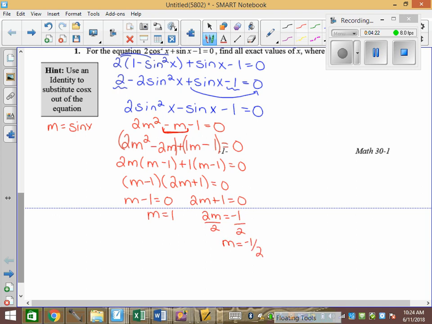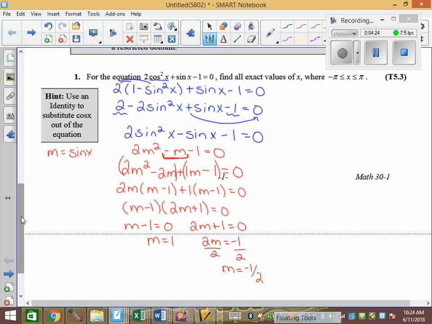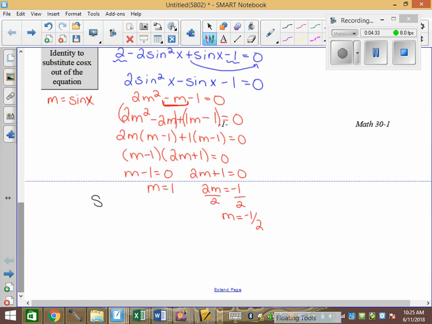But the question never had an m in it, not one m. So you have to put the sine, which looks like a y, sine x back in. So now we have sine x equals 1 and sine x equals negative a half. So we're trying to find x, what x equals. X is in the spot of the degree or the radian, right? So our answers are going to be x equals some sort of degree or some sort of radian.